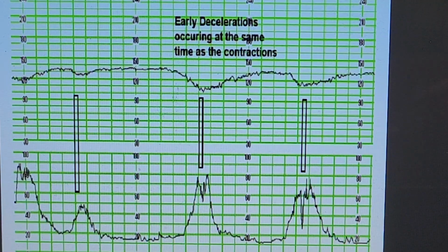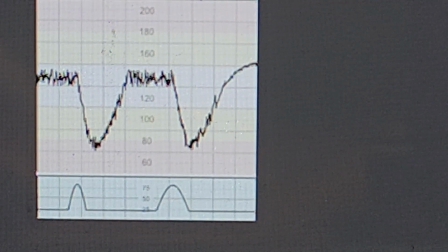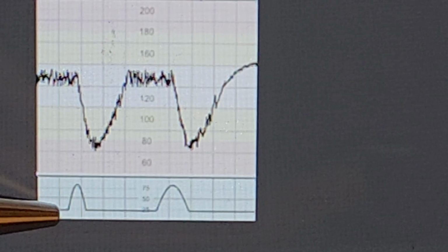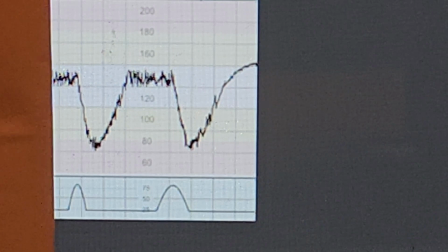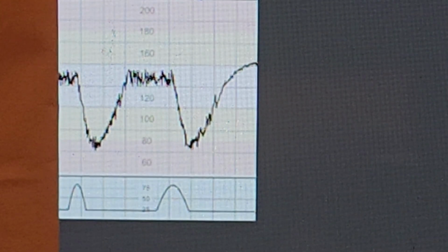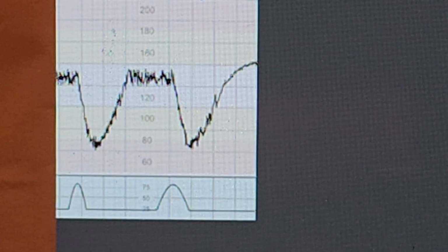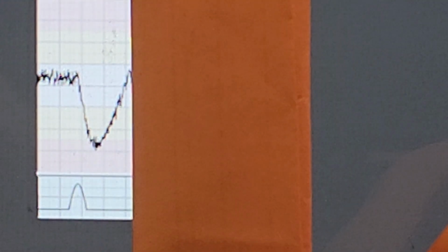The third type of deceleration, this is the serious type, which is called late decelerations. As you can see here, this is a late deceleration where you have a contraction started here. However, after the contraction started, some time later the baby decelerated, so the deceleration didn't happen at the same time, and then there is a recovery of the contraction, as you can see here, but there is no recovery of the deceleration yet.